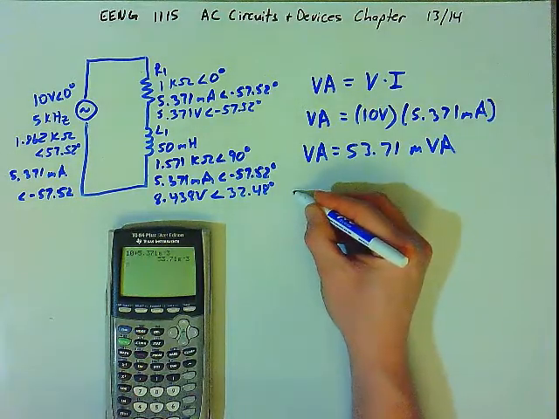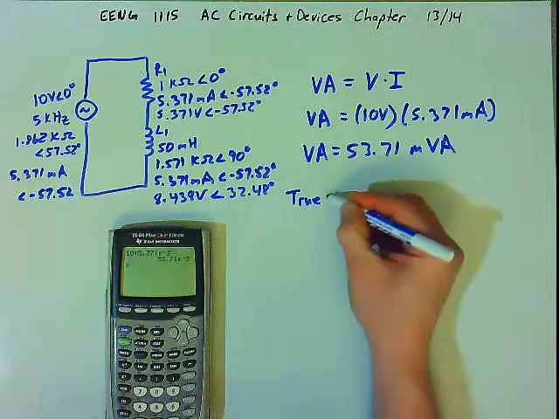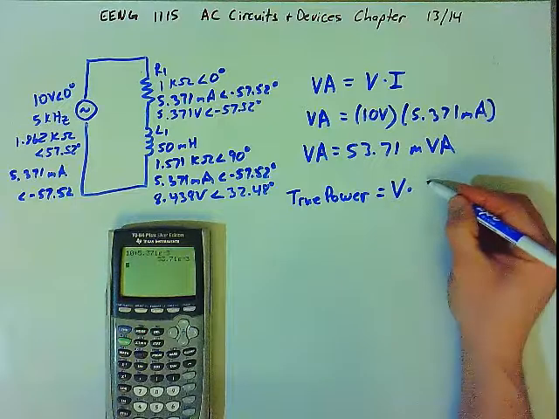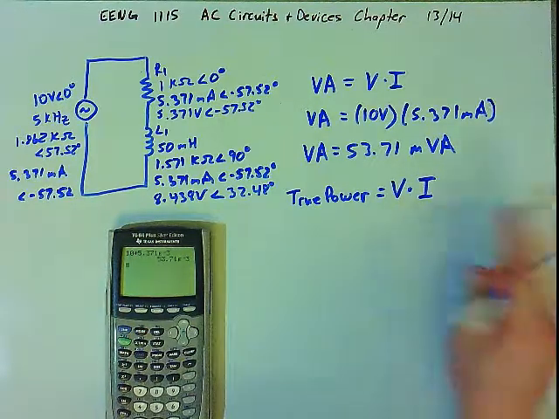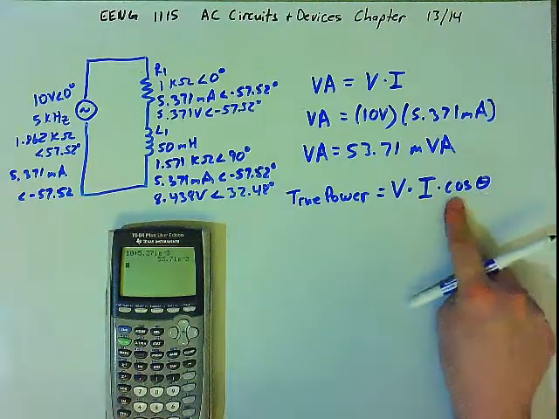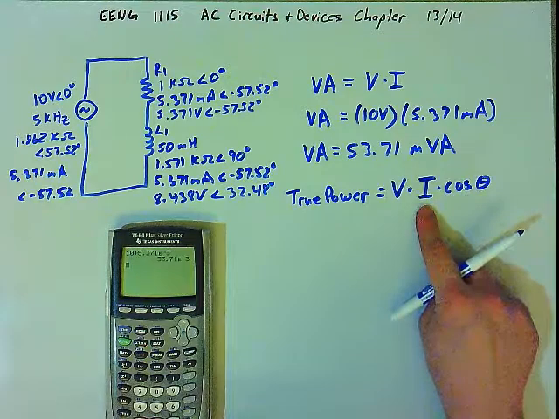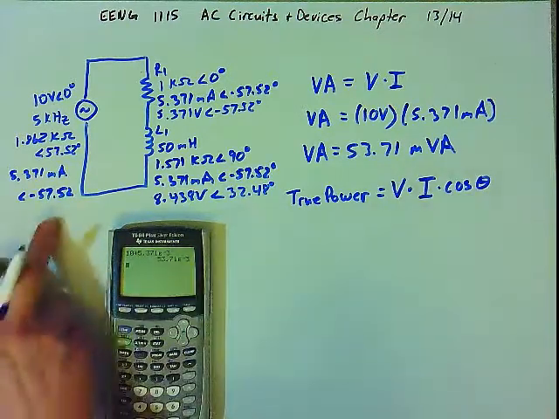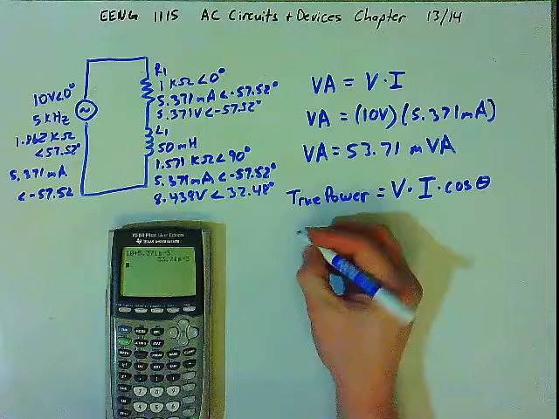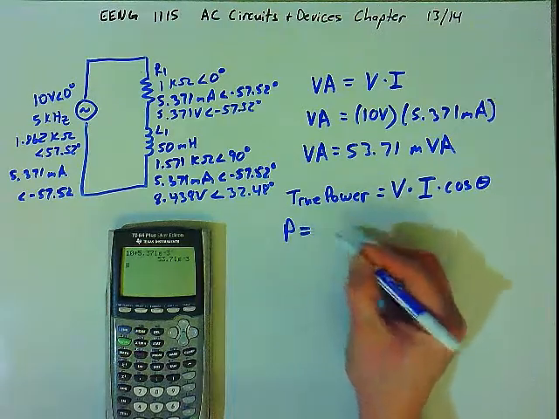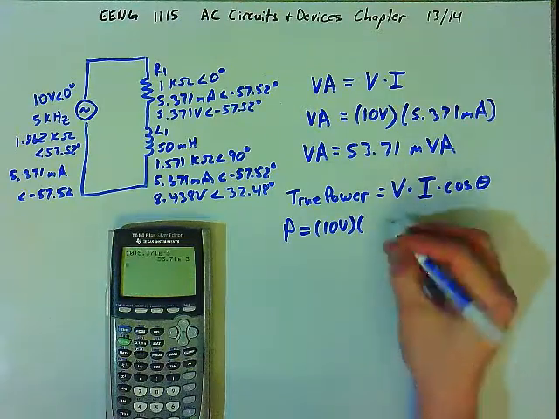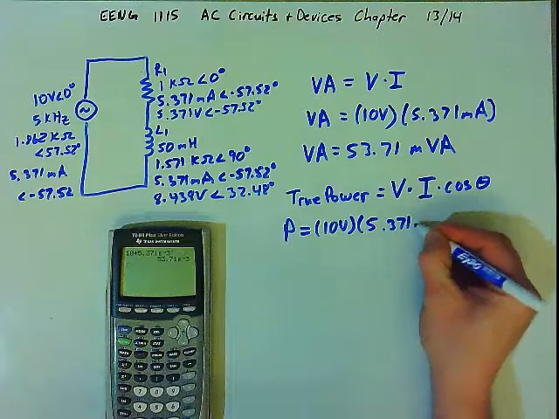We can find the true power by multiplying the voltage times the x component of the current. And remember, the x component of the current was the magnitude multiplied by cosine theta. If we multiply cosine theta by the magnitude of the current, we get the x component of that vector. So the x component of the current vector, which we just looked at, is what we're interested in here. So the true power, the actual power measured in watts, is going to be the voltage, which is 10 volts, multiplied by the current, which is 5.371 milliamps.